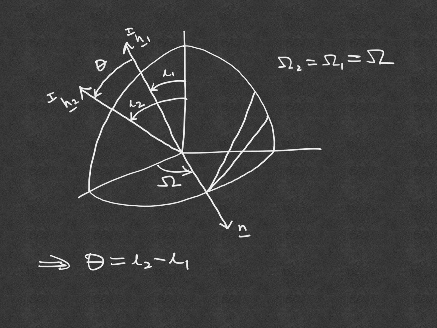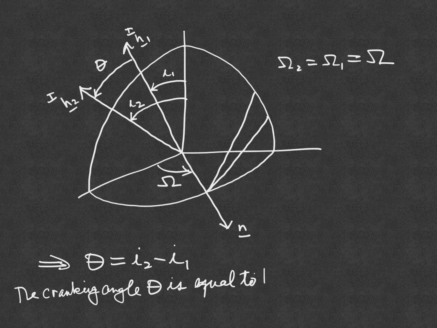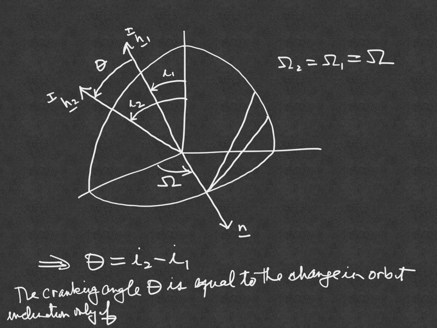Now, the significance of this result, and this is what's so important about how to perform an orbit crank, is that the cranking angle theta is equal to the change in orbital inclination only if the orbit crank is performed at the ascending node.